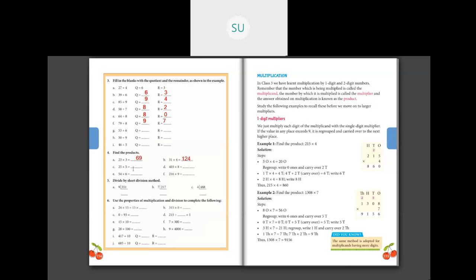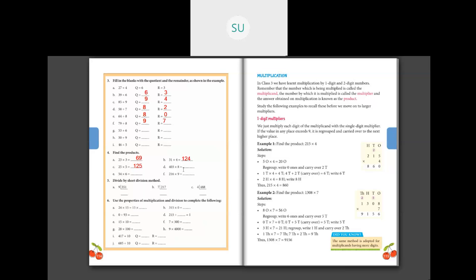Then 25 into 5. So first you multiply 5 into 5. So 5 into 5 is 25. So you write 5 and carry over 2 to the next place. Okay, then 5 twos are 10, and 10 plus 2 is 12. So 125.